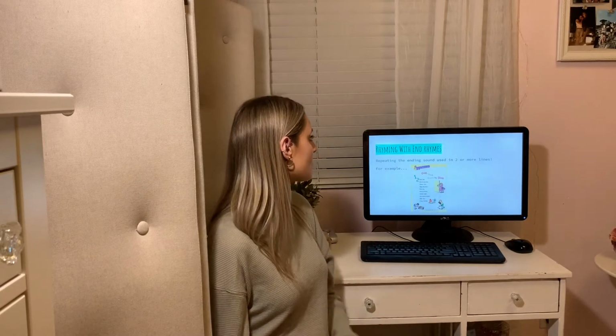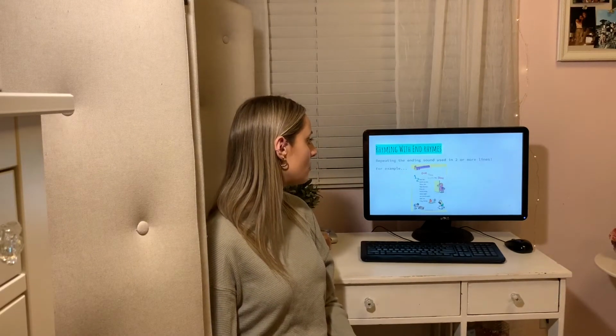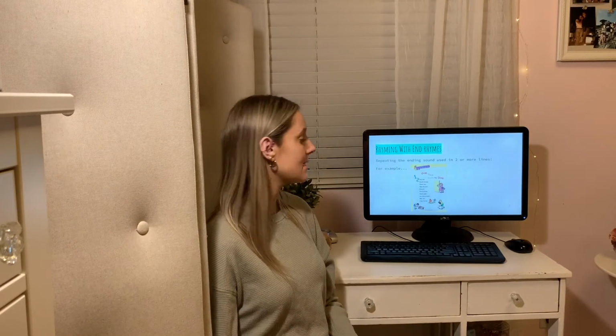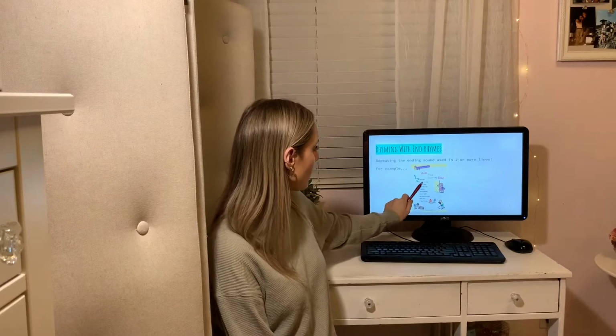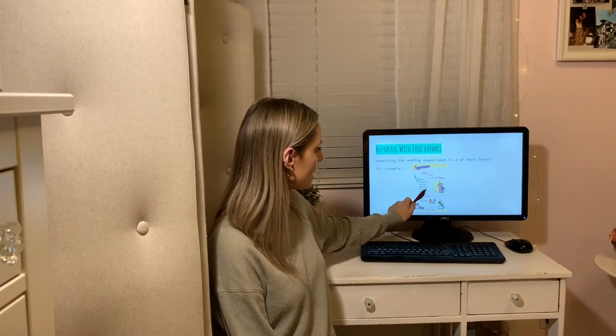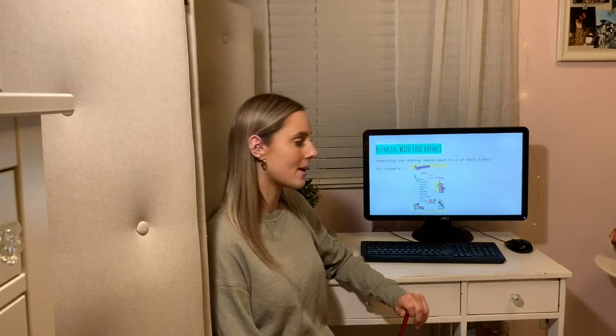So what we just did was rhyming with end rhymes. That is probably the most familiar way that a lot of people know what rhyming is. It's repeating the ending sound using two or more lines in a poem. So a really good example of rhyming with end rhymes is 1, 2, buckle my shoe. So that line, the end sound is to and shoe. They both have that ooh sound, so they rhyme. The next line, 3, 4, open the door. 4 and door have an or sound, so they rhyme.